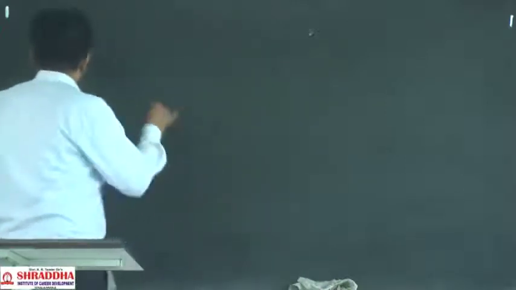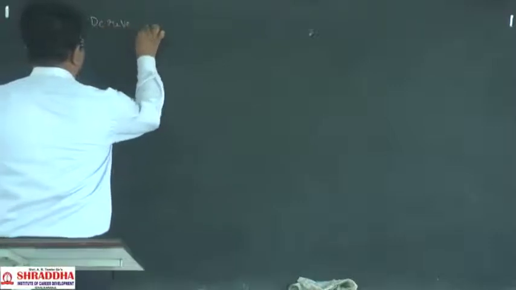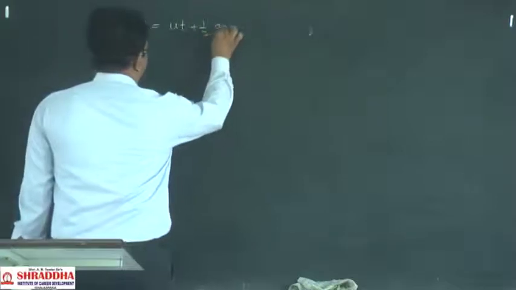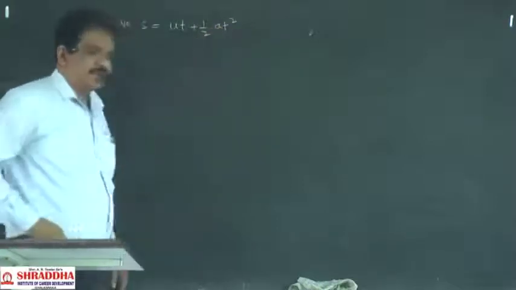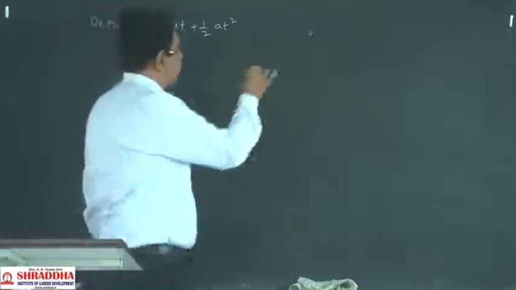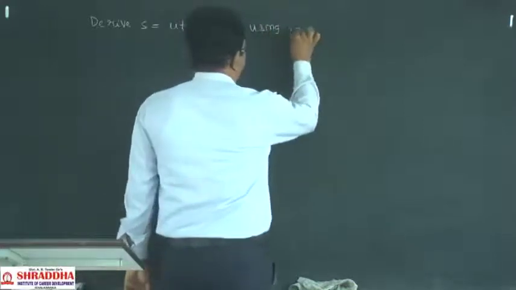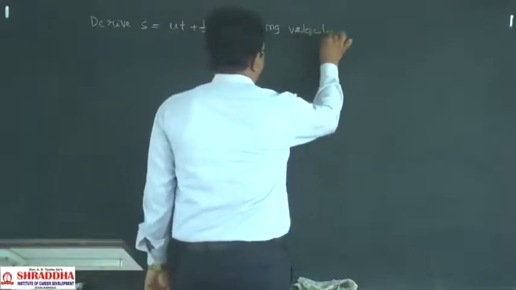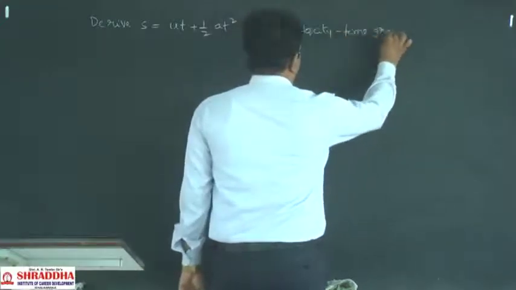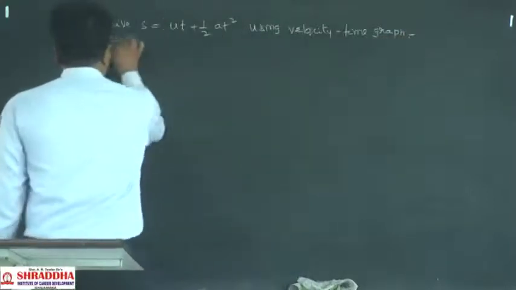So the next topic will be: derive s = ut + half at square using the velocity-time graph. Using this graph, derive this equation.